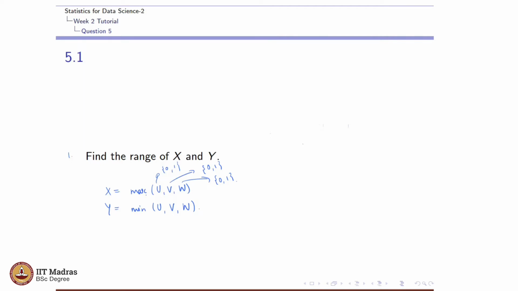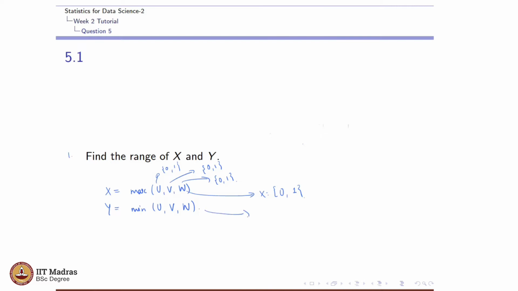Even if you take the maximum of U, V and W, if each of U, V and W takes the value 0, then X will take the value 0. If one of them takes the value 0 and the others are 1, then the maximum will come out to be 1. And similarly if each of U, V and W takes the value 1, the maximum is 1. So the range of X is {0, 1}.